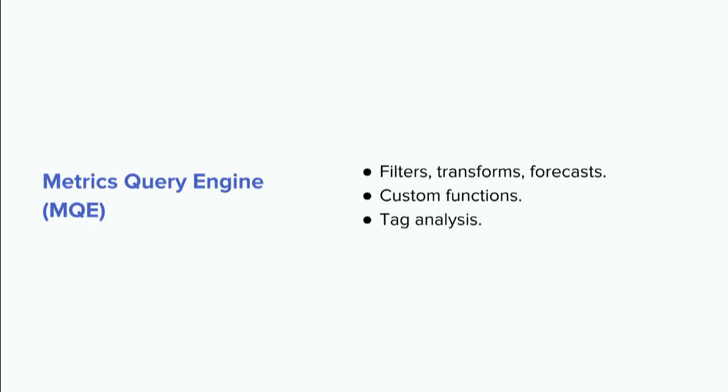So there's an endless number of ways you can filter, transform, and aggregate your data. You can even forecast future data by estimating best fit lines or using other models like Holt-Winters forecasting. You can easily extend MQE with your own custom functions, and you can also directly examine the tags for a metric. So you can do cool things like list all the clients that are talking to your service, or list all the hosts that have Java apps running on them.